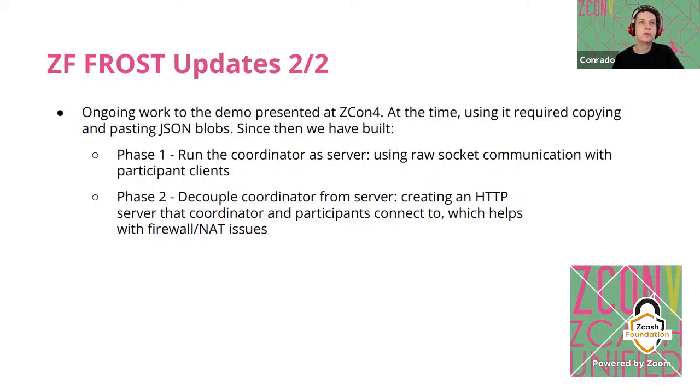In phase one of this process, we used the coordinator as a server and used raw socket communication between it and the clients. And then in phase two, we chose to decouple the server from the coordinator. So now there's a separate server, which is an HTTP server that both the coordinator and participants connect to. The reason for this is that people are usually behind firewalls and NATs, and that makes it difficult for people to connect to each other over the internet, and this server helps with that.